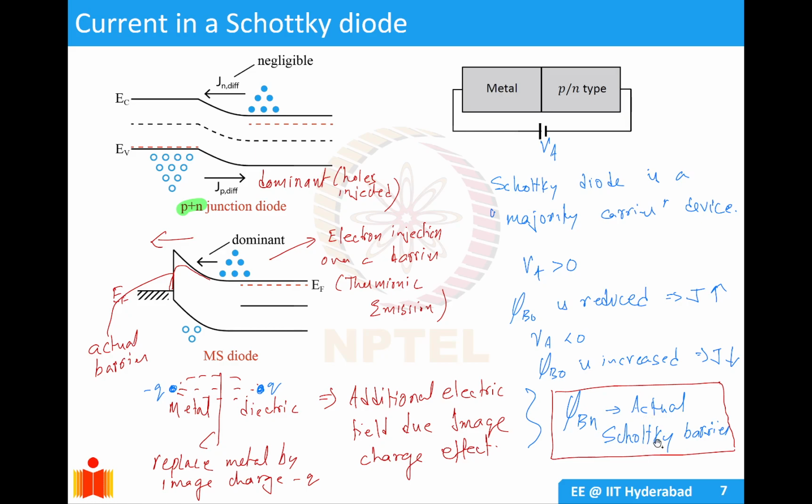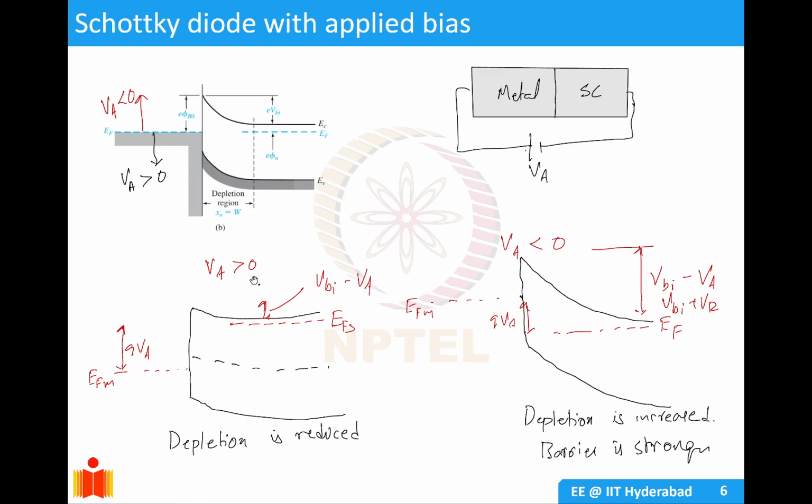So your actual Schottky barrier is given by phi b n, which is the difference between the Fermi level on the semiconductor side and the quasi Fermi level on the semiconductor side, and your barrier height, and not on the metal side. It's considered from the semiconductor side when the bias is applied, because this side will change, and because the carriers are on the semiconductor side, you consider the semiconductor side barrier, which is given as phi b n.